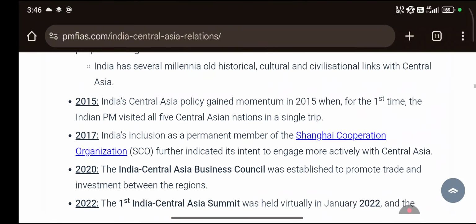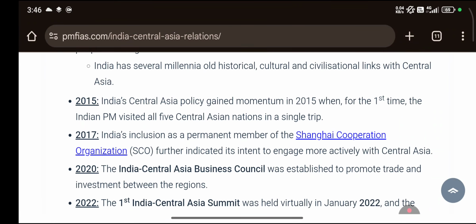India's Central Asia policy gained momentum in 2015 when, for the first time, an Indian PM visited all five Central Asian nations in a single trip. So this relationship gained momentum in 2015 when Prime Minister Modi visited, and we can say that it was the first time an Indian PM visited five Central Asian nations in a single trip.